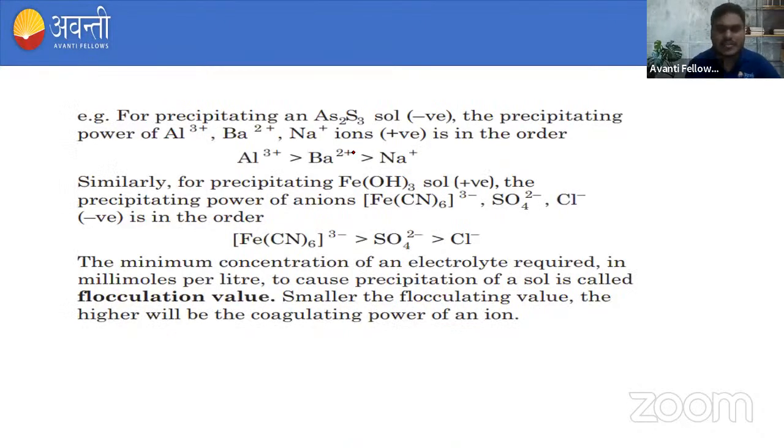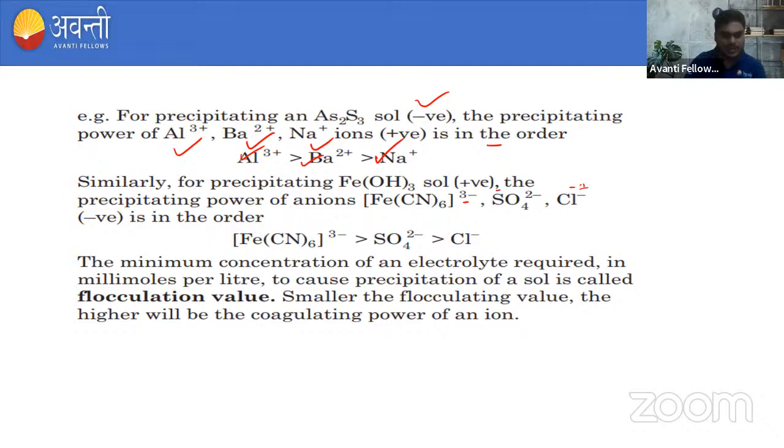For the precipitating of As2S3, that is the negative sol, the precipitating power of Al3+, Ba2+, Na+ in the order. सबसे ज्यादा कौन हो जाएगा? नेगेटिव है. तो सबसे ज्यादा होगा Al, फिर Ba, and then Na. Similarly, for the precipitating of Fe(OH)3 positive sol, we have three options: either Fe(CN)6 3-, SO4 2-, and Cl-. So these having a -2 charge, -1 charge, and they having a -3 charge. So which of the following, that is Fe(CN)6 3-? So Fe(CN)6 3- is more effective in coagulation.